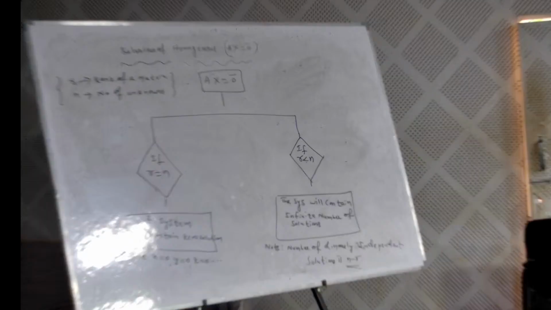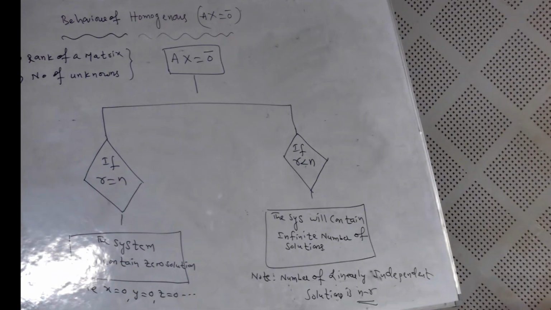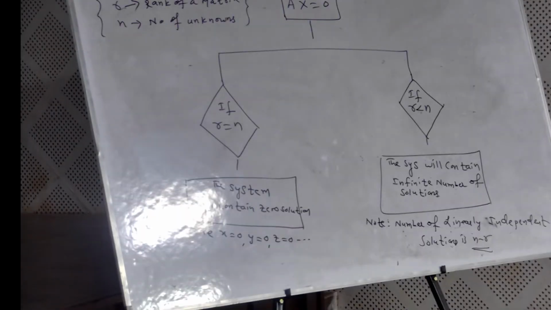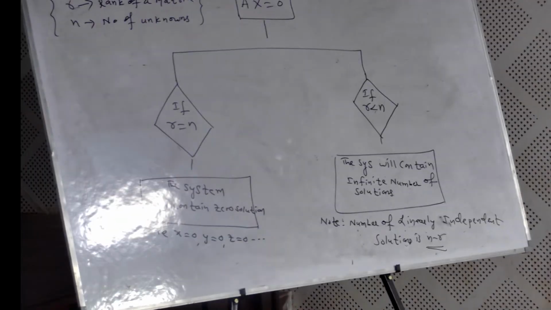If R less than n, the system will contain infinite number of solutions. SYS means system, shortcut word I am using. System means system of matrices. And the number of linearly independent solutions is n minus r.